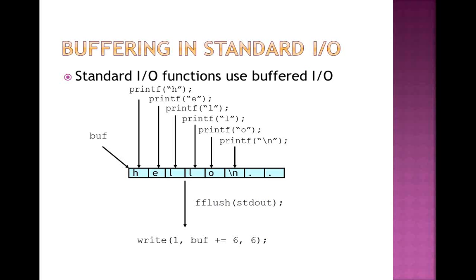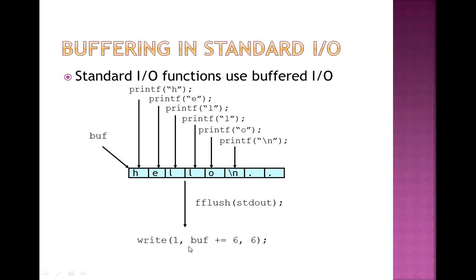Then buffering in standard input output. This means the standard I/O functions use buffered input output, that is, they use a buffer, which is memory. H is written separately, E is written separately, LLO is written separately, using the printf function. Then this is the buffer, this is the memory, and there is fflush, the flush function, for standard output.